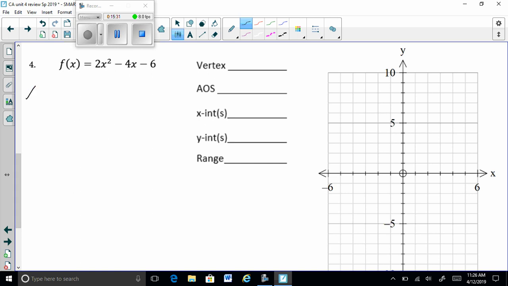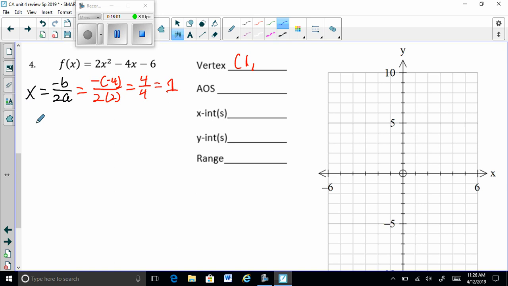So to figure out your x value, you do negative b divided by 2a. So that would be equal to negative 4 over 2 times 2. And so then you get positive 4 over 4, which is a 1. So we figured out the x value for the vertex by using that nice little trick.